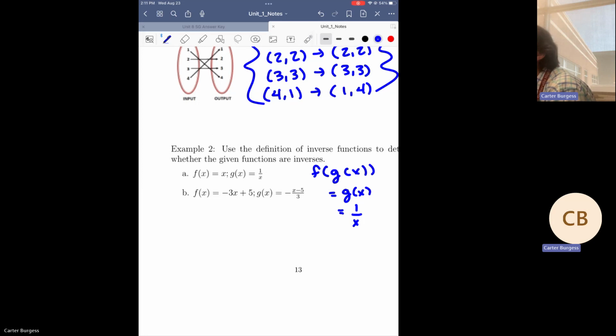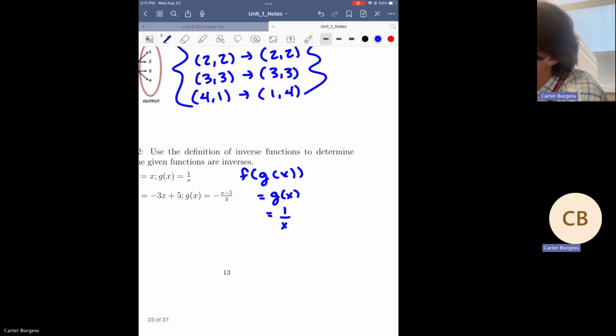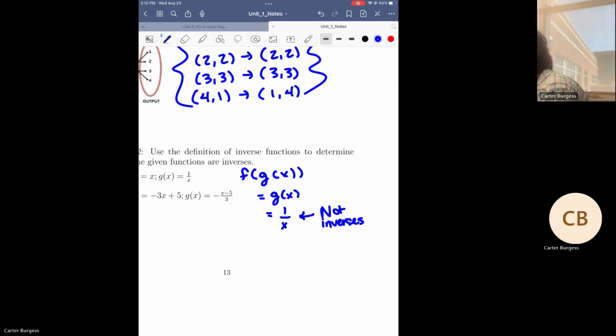So are these functions inverses of one another? Did I end up with just x? No. I ended up with 1 over x, and so these functions are not inverses. At the very least, they're not inverse functions. They are multiplicative inverses. If I multiply them together, I'd get 1, which is a multiplicative inverse, but they are not inverse functions.